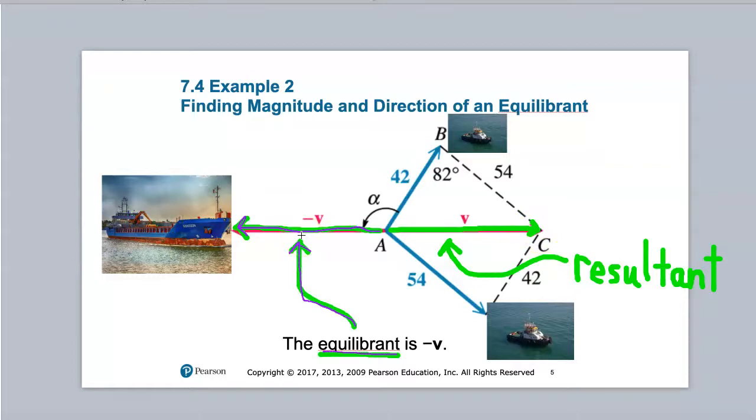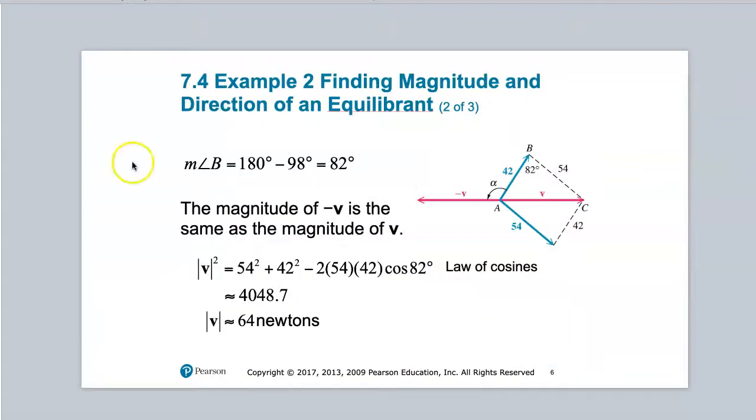To get the direction, just find the direction of the resultant and then go back the other way, the opposite direction. So let's see how this is worked out. To find the magnitude, we use the law of cosines, just as we did in the previous problem. So here's how we get the magnitude.